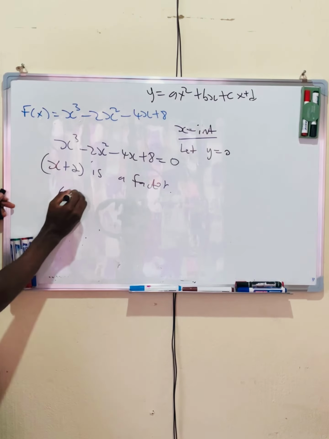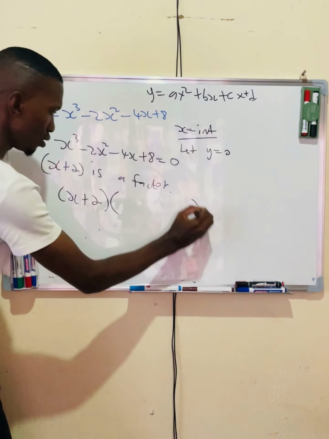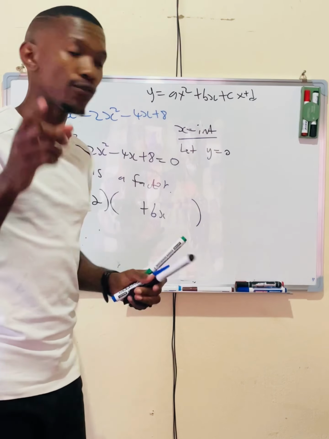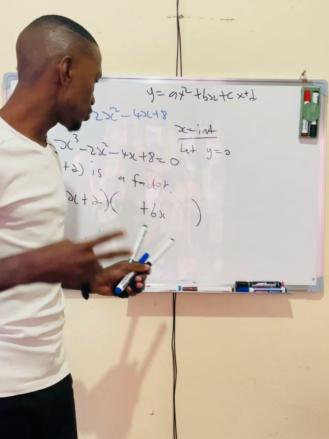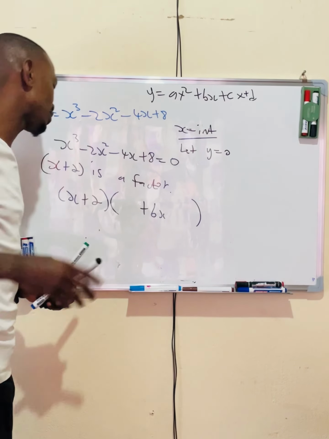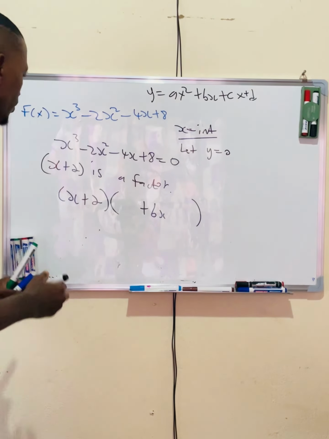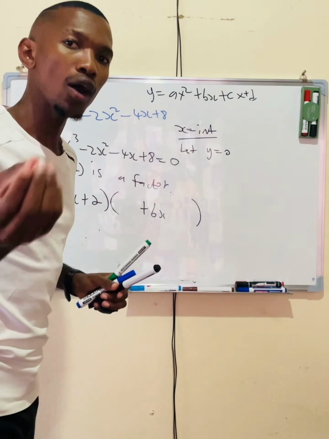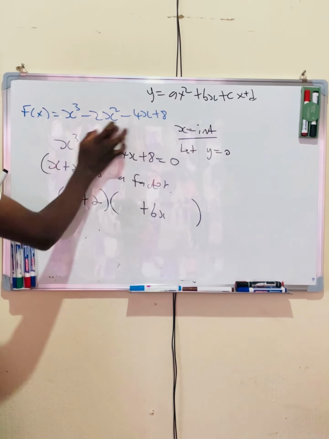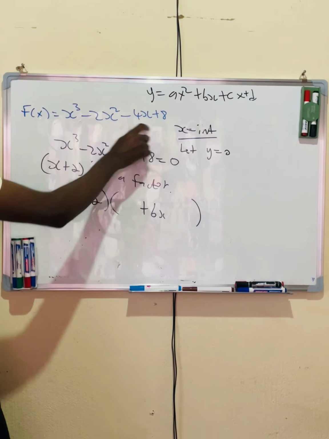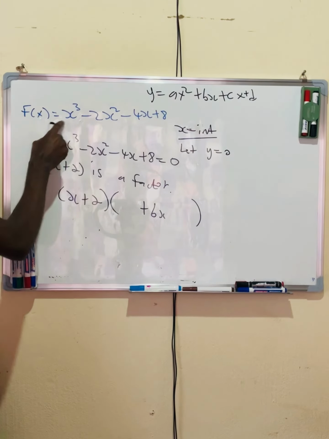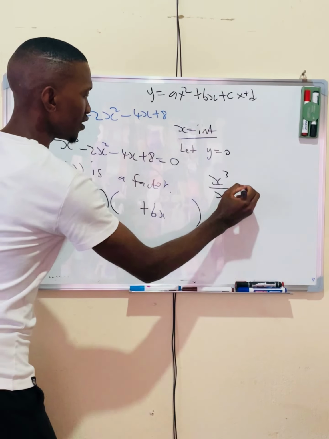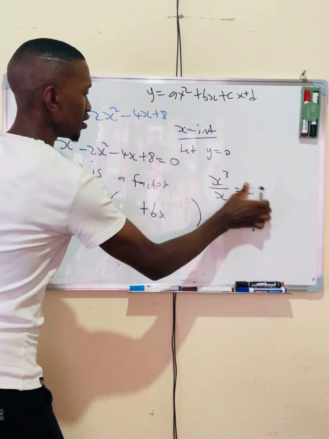So I'm going to open the brackets and say x plus 2 times, then here I put plus bx. This is the second step. The first step is to find the factor. The second step is to find the value of b, which I'm going to show you guys. So now, check it out. We need to find these two values here. Now, the question is, how am I going to get those values? You're going to look at your expression here. I'm having x cubed, which is the same as this one. So I'm going to say x cubed over x will give me what? x squared.